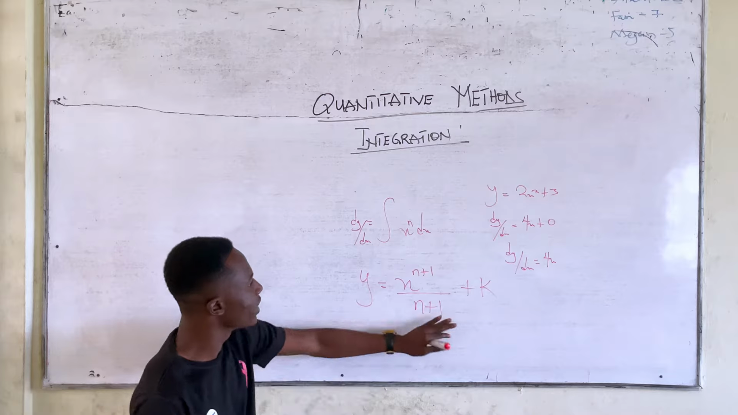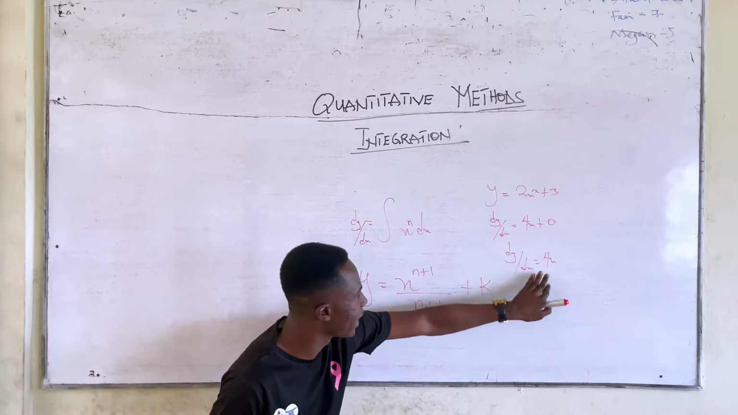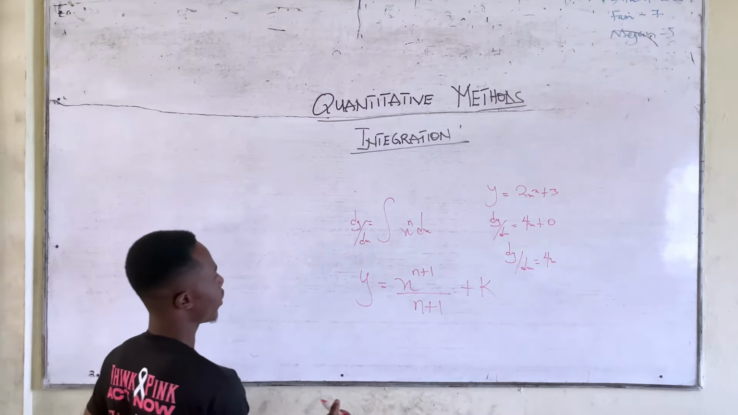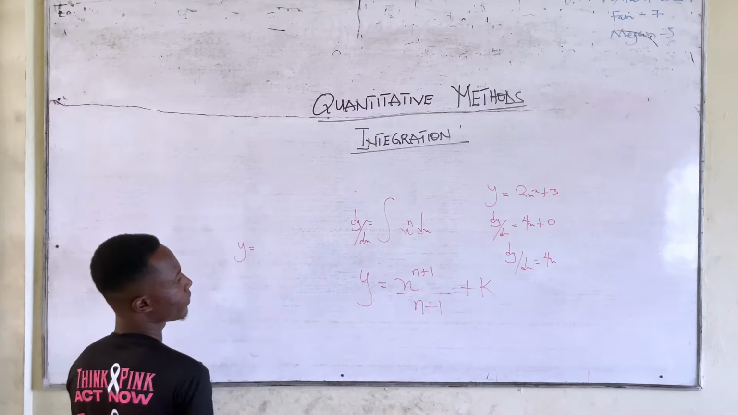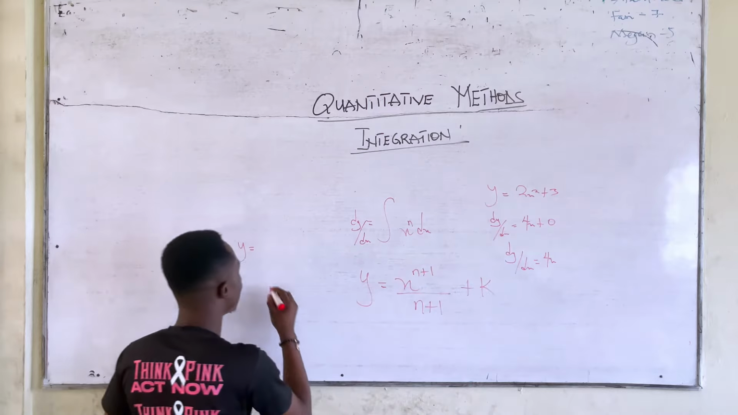So when you are integrating this again, what you have to do is you integrate it by saying y equals, now you add 1 to the exponent to get what?